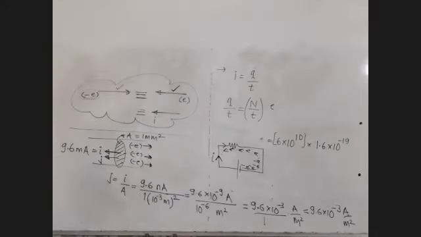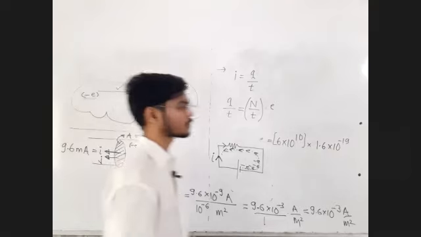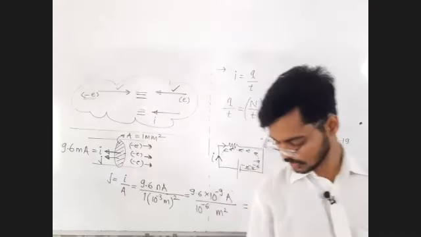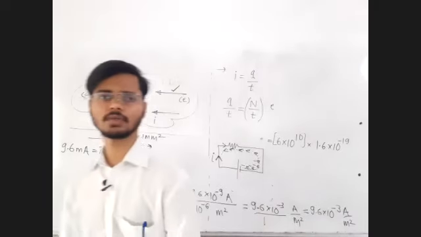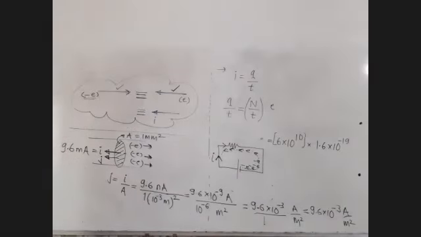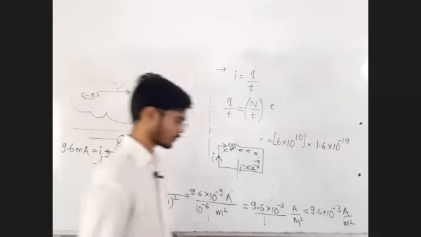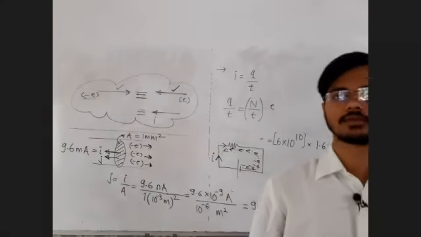Fine. Is that clear? Everyone replying in the chat box fast. Direction of current is direction of positive charge, or the opposite direction of negative charge. Okay, fine. Next.